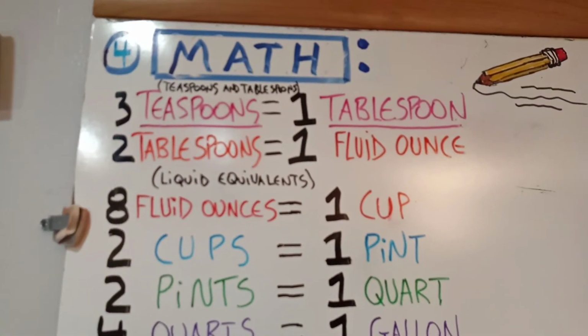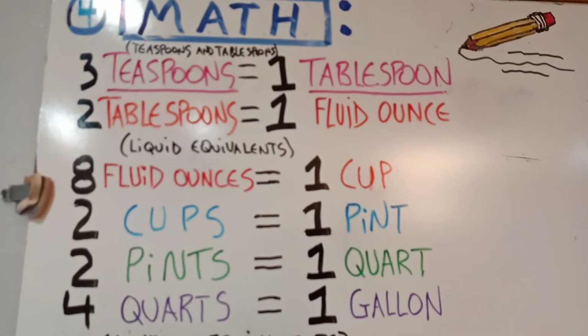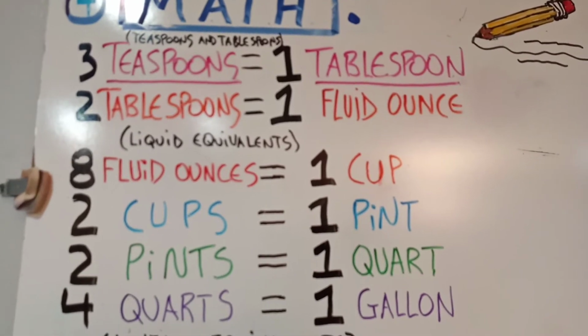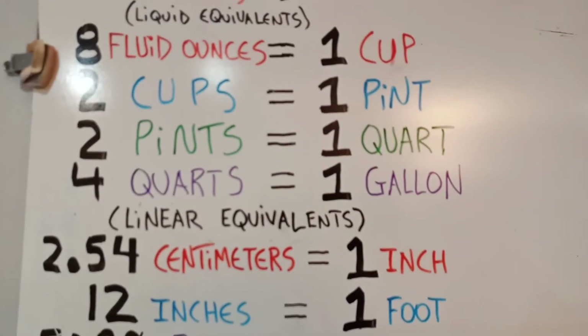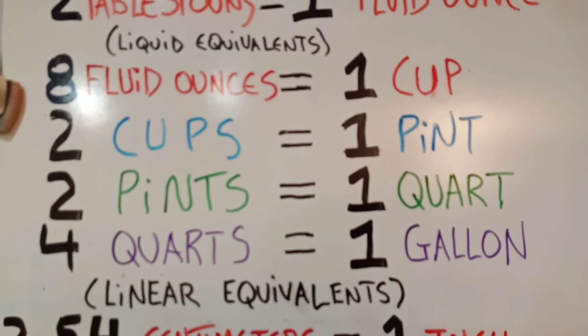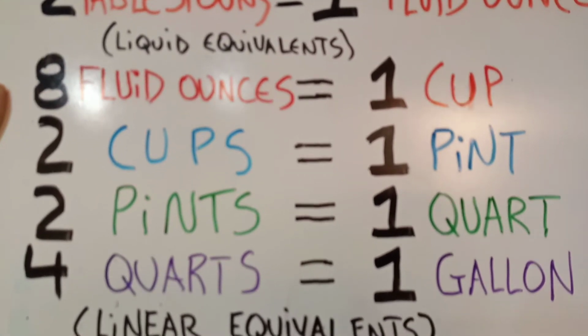3 teaspoons equals 1 tablespoon. 2 tablespoons equals 1 fluid ounce. Liquid equivalent. 8 fluid ounces equals 1 cup. 2 cups equals 1 pint. 2 pints equals 1 quart. 4 quarts equals 1 gallon.